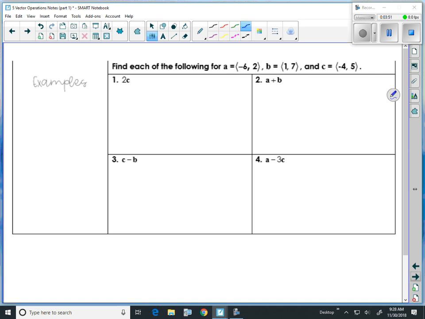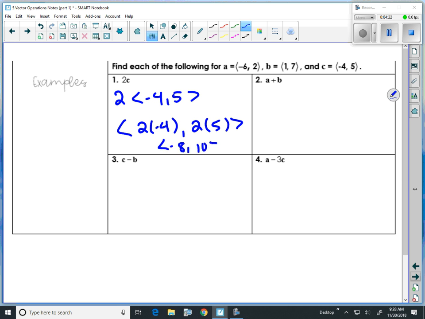Do some practice here. So if we have 2 times vector c, well, vector c is given. Vector c is negative 4, 5. We're taking vector c and multiplying it by 2, so it's a lot like distribution. So we'd have 2 times negative 4, and then 2 times 5. Your result, negative 8 and 10. That's your ending vector, negative 8, 10.